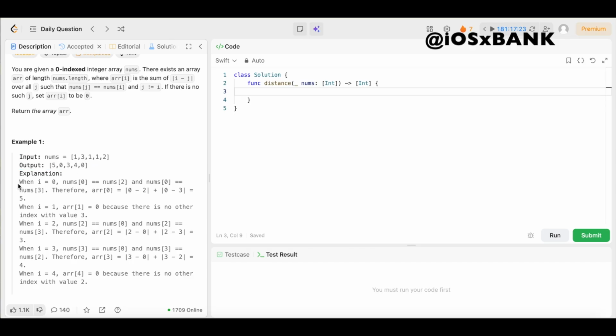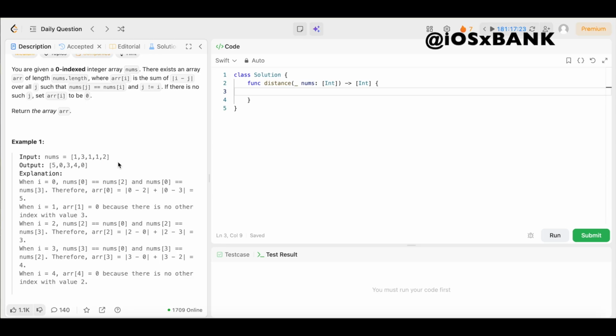First thing we're going to do, when I is equal to 0, that means we're looking at index 0, which is this 1. It says nums of 0 is equal to nums of 2 and nums of 0 is equal to nums of 3. So this 1 right here is also equal to this 1 and this 1, right? They're all 1s. We have three 1s right here.